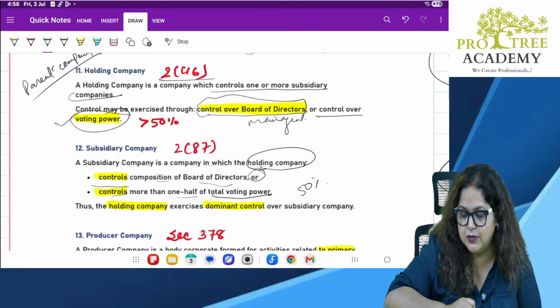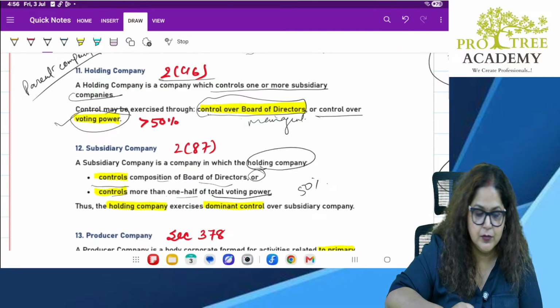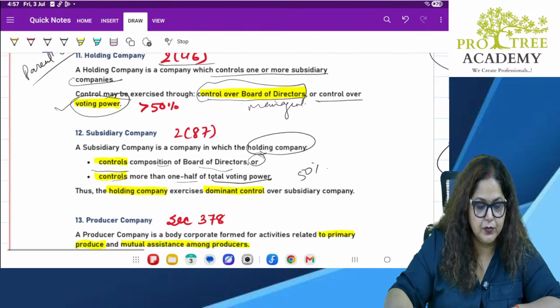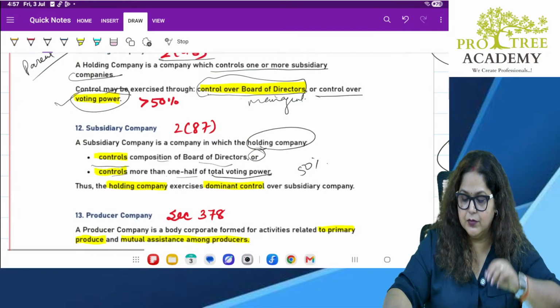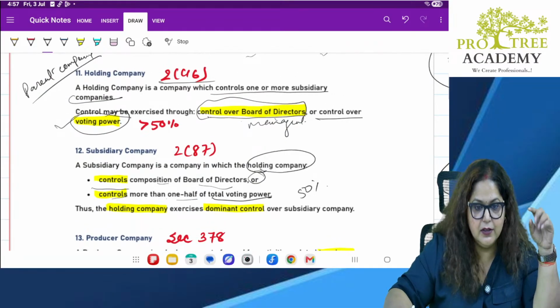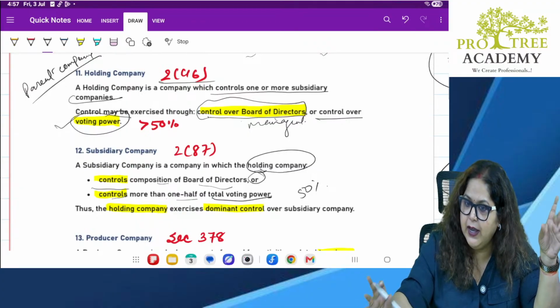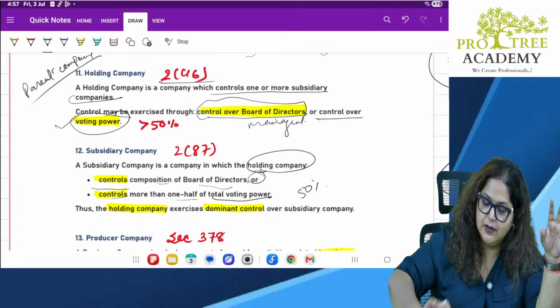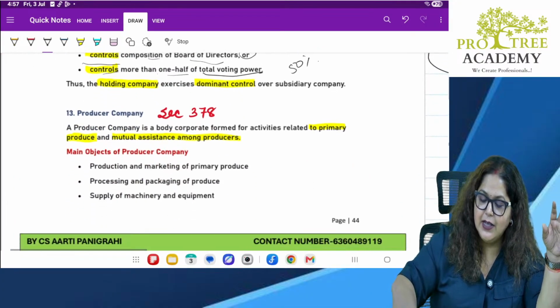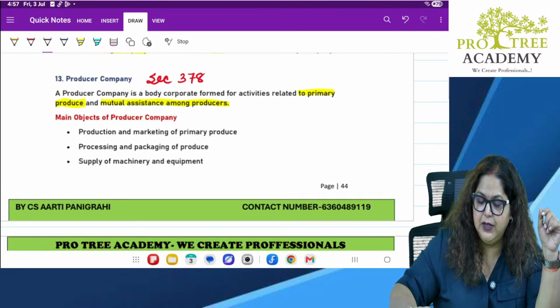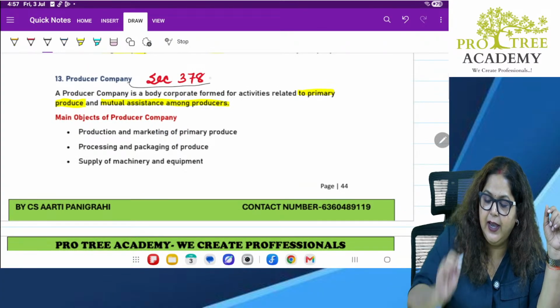Any doubt? Any doubt? Holding, subsidiary, did you understand? You can understand it together only. Okay, any doubt in this? No? Yes? Then the last topic of today is producer company, section 378.